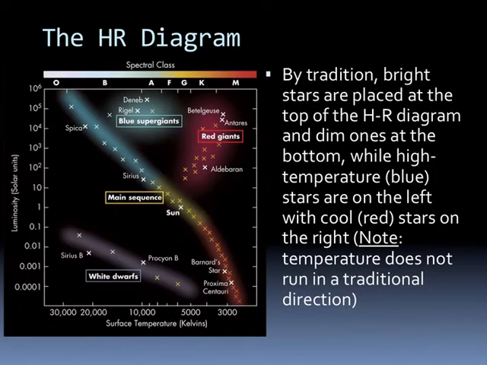By tradition, bright stars are placed at the top of the HR diagram and dim ones at the bottom, while high temperature stars are on the left and cool ones on the right. Now, when you normally see a graph, it usually starts out with low numbers to high numbers. So it's backwards on the temperature here. And that's just by tradition, and we're pretty well stuck with it at this point. So, in the HR diagram, stars over here are hotter than the ones over here. And the ones down here are dim, and the ones up here are bright.